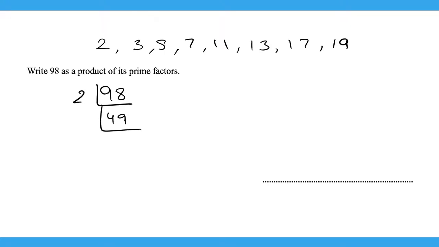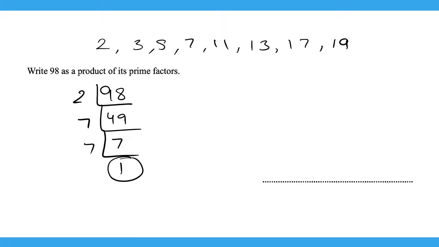Now does 49 go into 3? No, it doesn't. Does it go into 5? No, it doesn't. Does it go into 7? Yes, it does. So we'll just write 7 there, and 49 divided by 7 is just 7. And then does 7 go into 7? Yes, it does, giving us a remainder of 1. And we always carry on going until we get to 1.